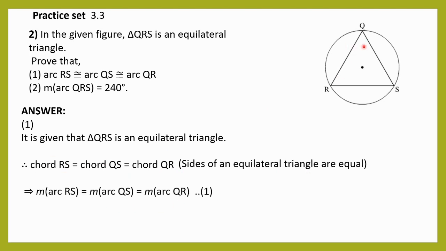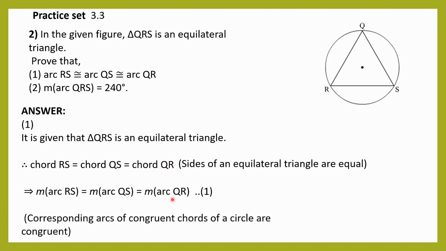Now, corresponding to each of these chords, the corresponding arc will also be equal. So corresponding to chord RS is arc RS, corresponding to chord QS is arc QS, and corresponding to chord QR is arc QR. The reason being, corresponding arcs of congruent chords of a circle are congruent. So if the chords are congruent, their corresponding arcs will also be congruent.